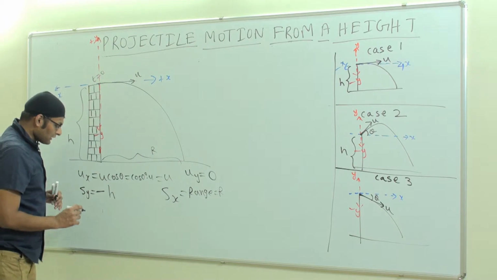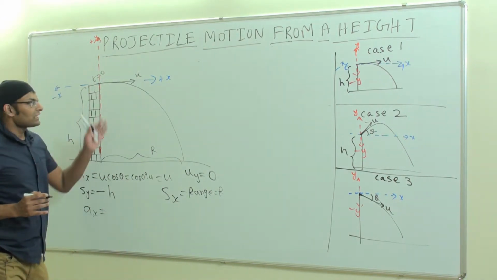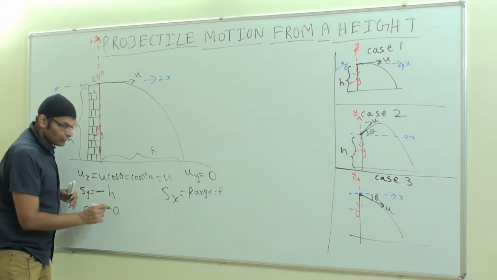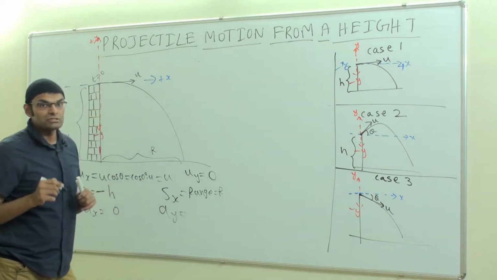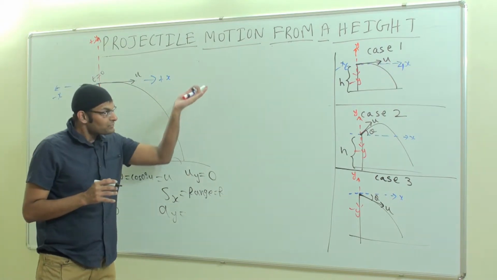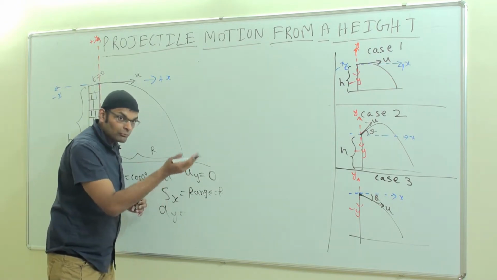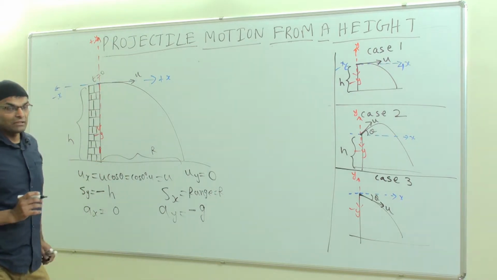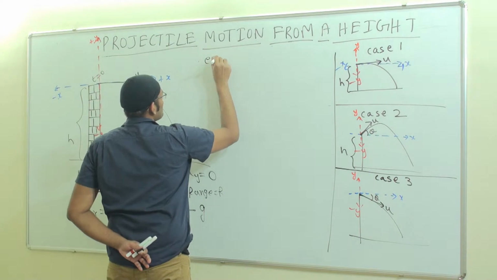Now let's see the next part. What is ax? As we know, there is no air friction involved in this case. We can clearly tell ax is equal to 0. On the other hand, ay is what? Ay is the acceleration that is pulling the ball in the negative axis, and it is responsible for the ball to come to the ground. So it is minus g. So we have got the three parameters. Now let's calculate the time of flight and range. We use equation of motion for that.